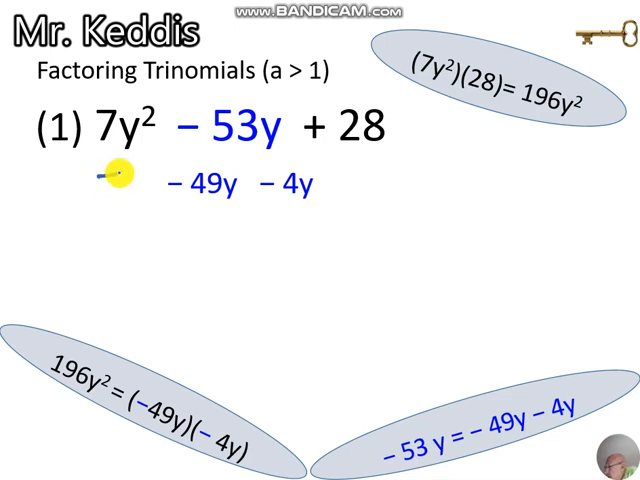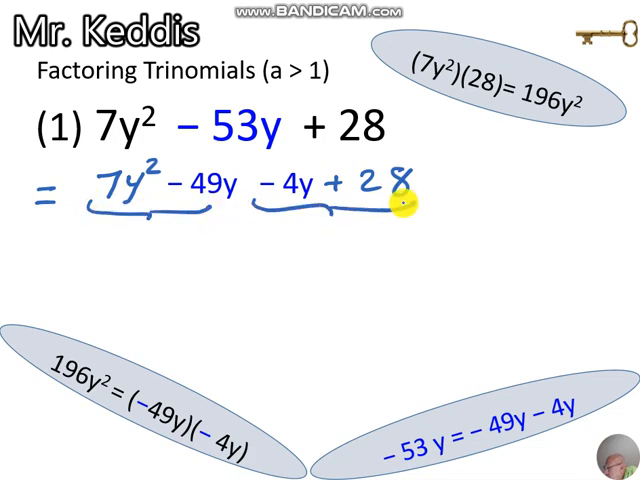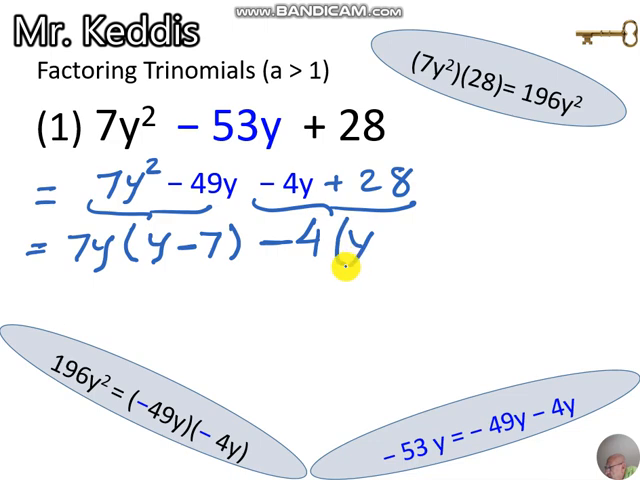7y squared, under 7y squared, equal, plus 28. I group them. Here, 7y squared minus 49y, I have the 7 and y as a common factor. 7y is a common factor, times y minus 7. I take negative 4 from both. Negative 4 is a common factor. I multiply by y, I get the first term. I multiply by negative 7 to get the positive 28.